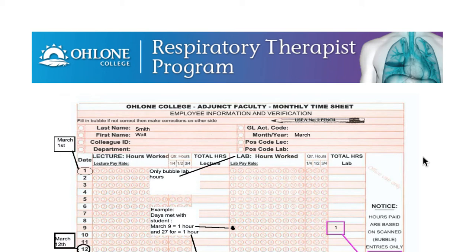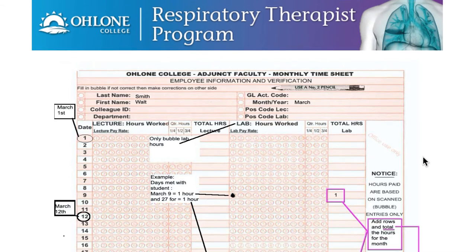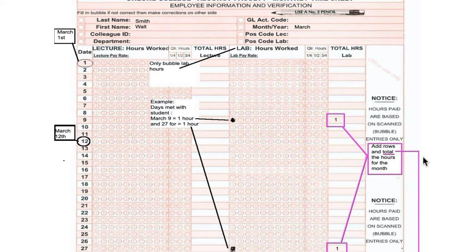Hi, this video goes over how to get paid by submitting your timesheets for all clinical instructors and how to fill out the yellow card. This is your sheet that Nora will send you, or one of our secretaries. It is pink in color for sure. You can print it out.